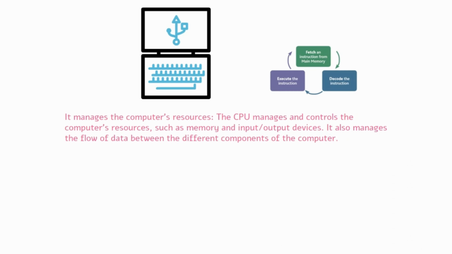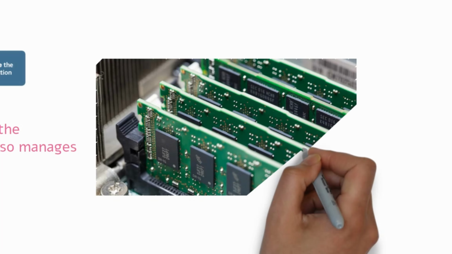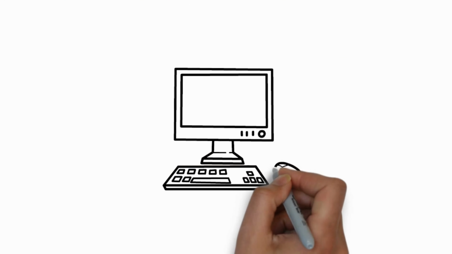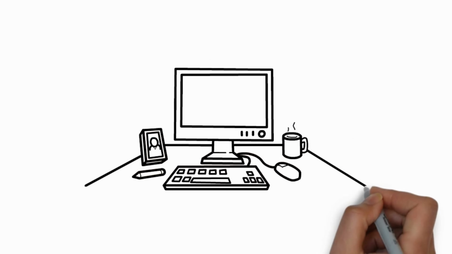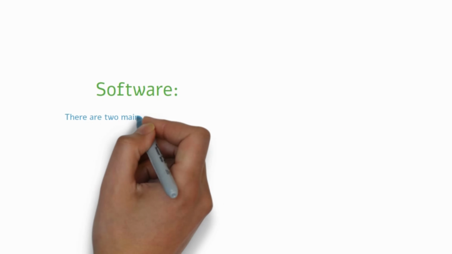Memory, or random access memory, in short, RAM, is used to temporarily store data that the processor is currently working on. Storage, such as a hard drive or solid state drive, is used to permanently store data and programs. And I/O devices, such as keyboard and monitor, allow users to interact with the computer and receive information from it.